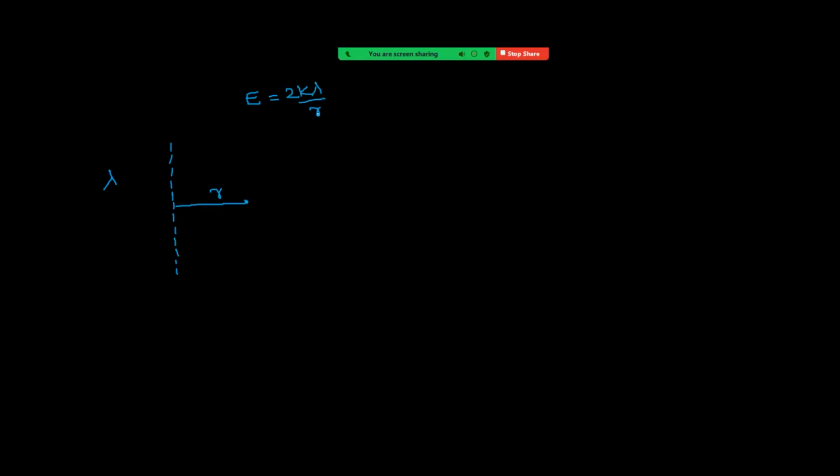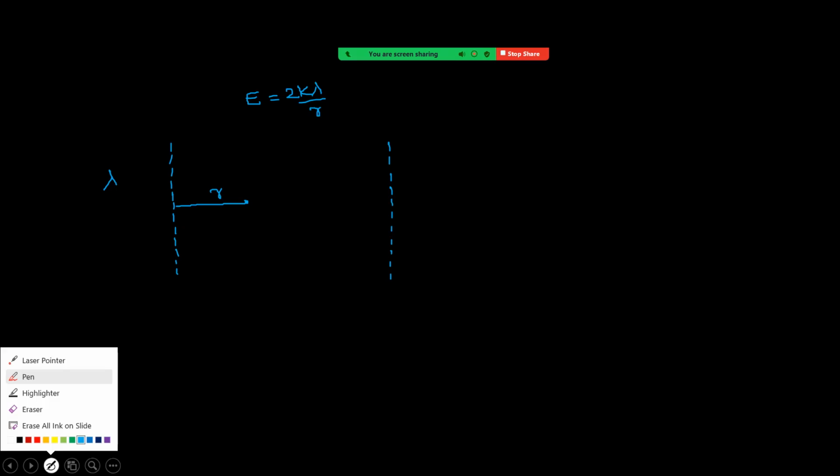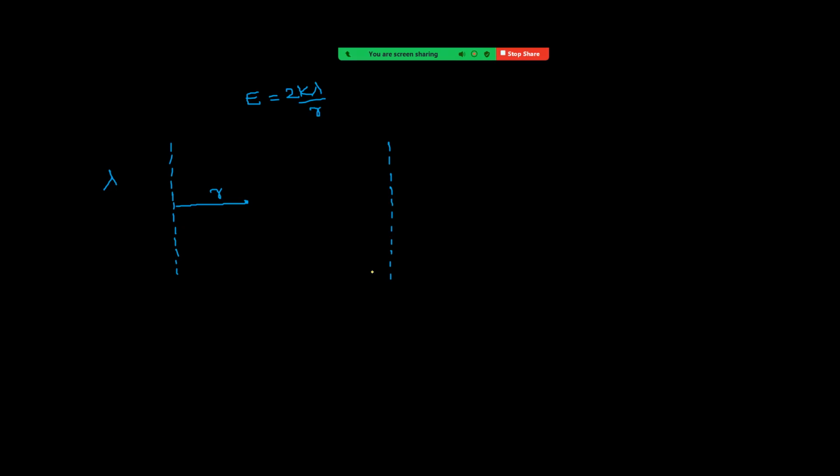This result we got by taking small elements and then taking integration, right? Now we can get the same result in a simpler way, without using integration, just by using Gauss law. See carefully. We want to calculate the strength of the field at a distance r due to an infinitely long wire which is uniformly charged.